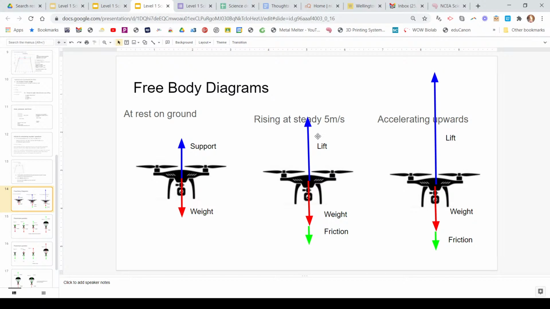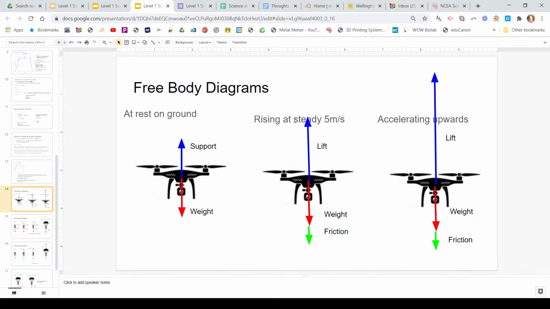If it was rising at a steady 5 meters per second, then it's got a weight force acting down. And because it's bumping into air molecules as it's rising, there's a frictional force acting on it as well. And so the combined weight and friction force would equal the total lift force. Because it's a steady 5 meters per second, we know that there is 0 net force. So however much upwards force must be the same as the total downwards force.